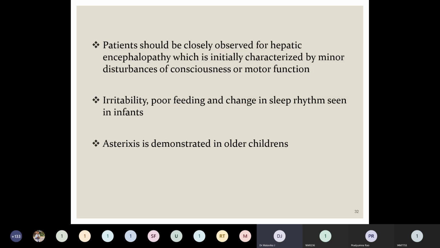So the patient should be closely observed for hepatic encephalopathy, which is initially characterized by minor disturbances of consciousness or motor function. Irritability, poor feeding and change in sleep rhythm can be seen in infants. Asterixis is demonstrated in the older children.